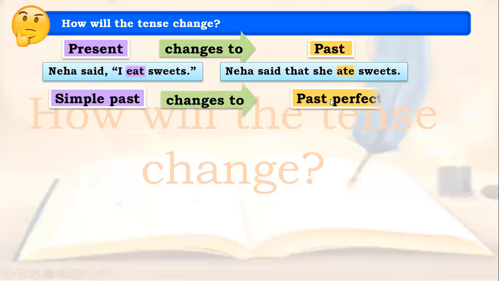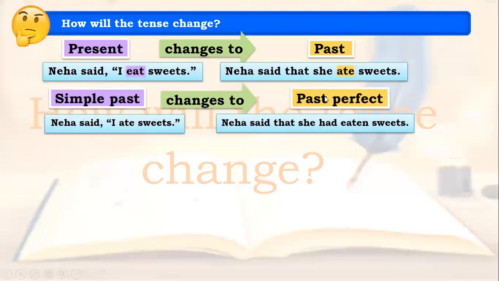Let's go on to change number 2. What if the direct speech is already in a simple past, such as Neha said, I ate sweets. In this case, because it is by default a past tense, whenever I change from direct to indirect, it becomes past perfect tense, that is, had eaten. These are the only 2 changes that we face in direct to indirect speech.